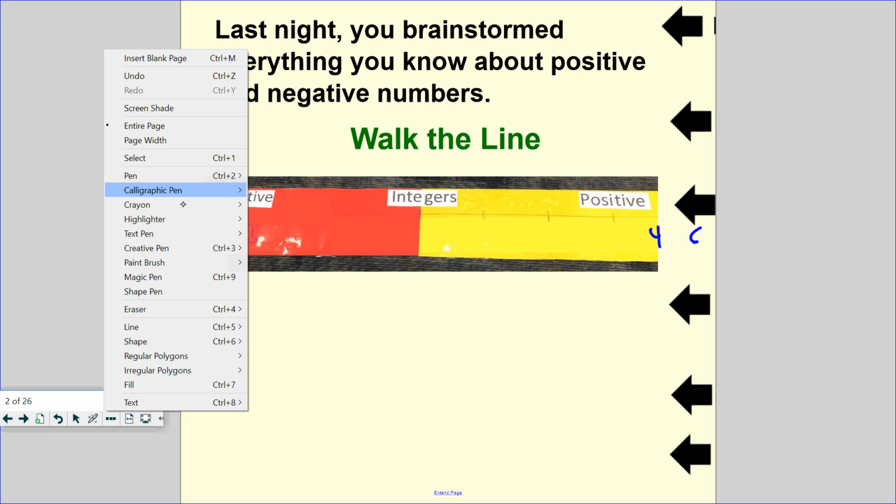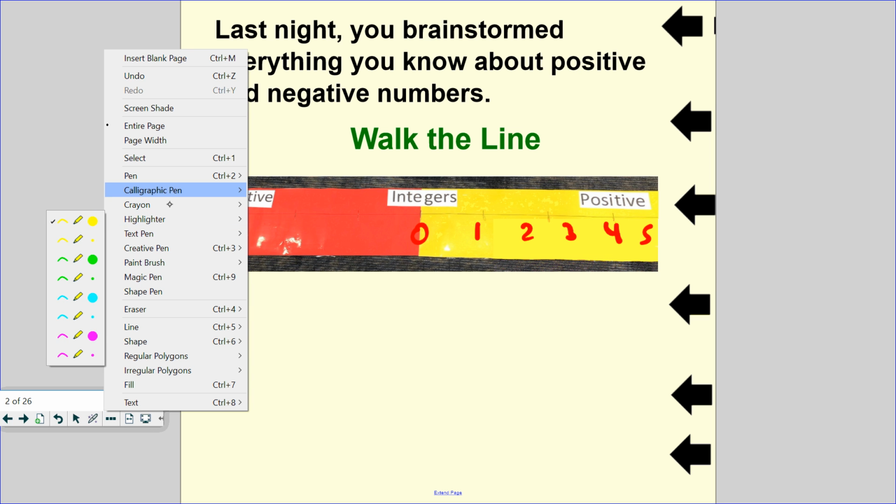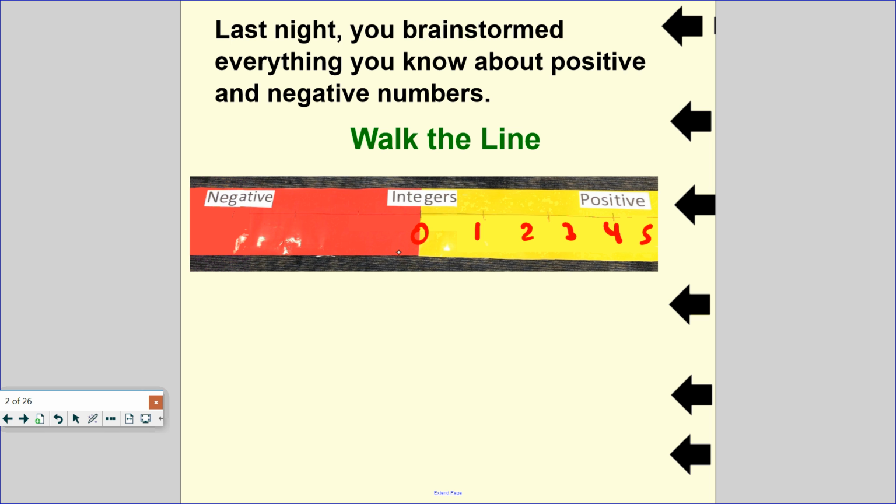All right, you know what? Let's go back and use visible ink. 0, 1, 2, 3, 4, 5. Not sure why I used red because then you're not going to be able to see it. So I'll use green: -1, -2, -3, -4, -5. Notice how the positive numbers are to the right of 0, while the negative numbers are to the left of 0.